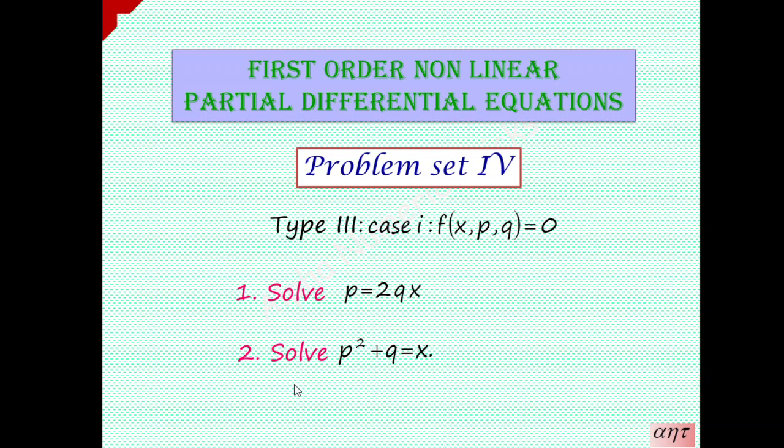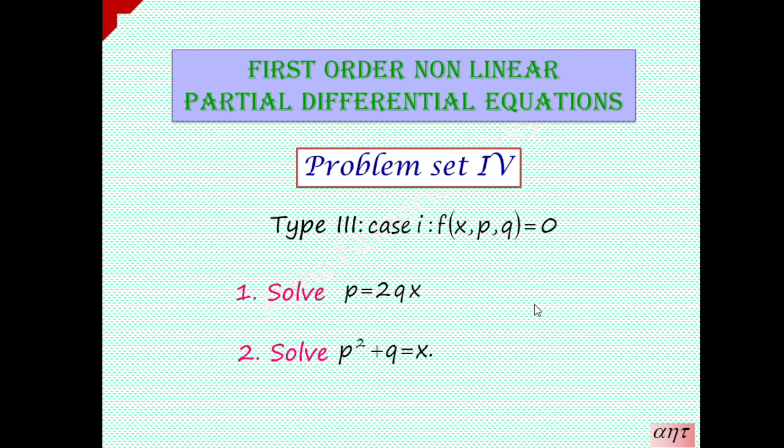Welcome to Alphanumeric Tricks. In this video, we are going to see how to get the solution of first order nonlinear partial differential equation problems. Under that, we are going to see how to get the solution of type 3 problems, that is case 1, f of x comma p comma q is equal to 0 type of problems.